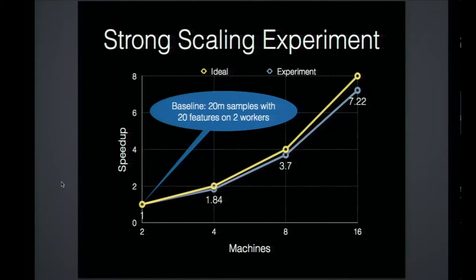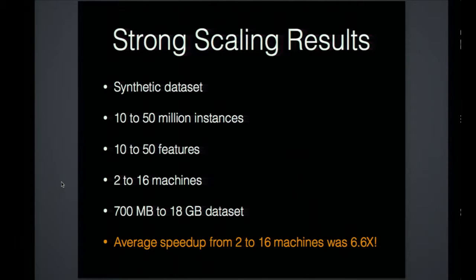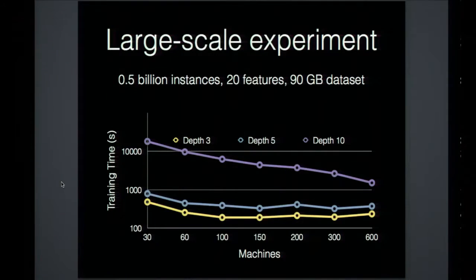over multiple machines. We performed several such strong scaling experiments on a synthetic data set. I think it was a binary classification problem. The data set sizes range from 10 to 50 million instances, between 10 to 50 features, and from 2 to 16 machines. So it took anywhere between 700 megabytes to 18 gigabytes in memory. The average speedup we saw going from 2 to 16 machines was 6.6x, which is great since the ideal scenario is 8x. We then proceeded to perform a larger scale experiment, and this is on real Yahoo ClickLog data.